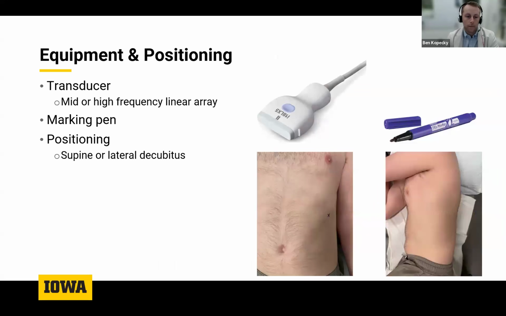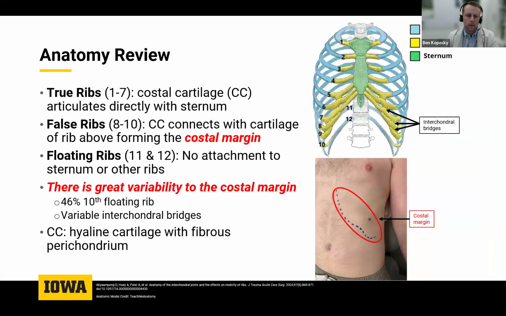So in looking at our equipment and positioning, a mid or high frequency linear array transducer will suffice. We use this 18.5 megahertz transducer. You also want to have a marking pen to mark the area of maximal tenderness before beginning the exam. We found this to be a helpful tool to keep things straight during the exam. As for positioning, the scan can be performed in the supine or lateral decubitus position with the shoulder in a flexed and adducted position. So I just want to review the anatomy briefly.